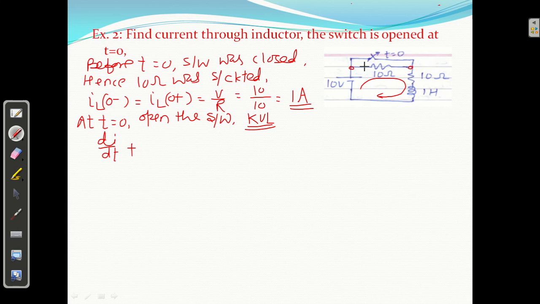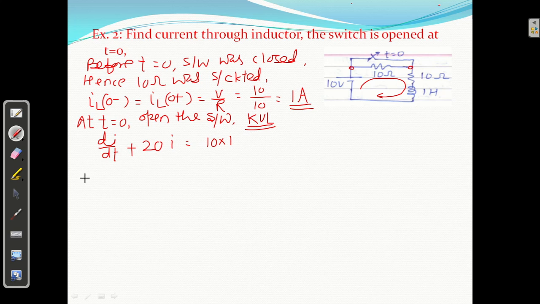If this switch is open, then 10 will come in the picture. Okay, so 10 plus 10, 20. 20 I equal to 10. Can we write 10 into 1 for this? Equal to the voltage source. So L di by dt plus Ri equal to 10.